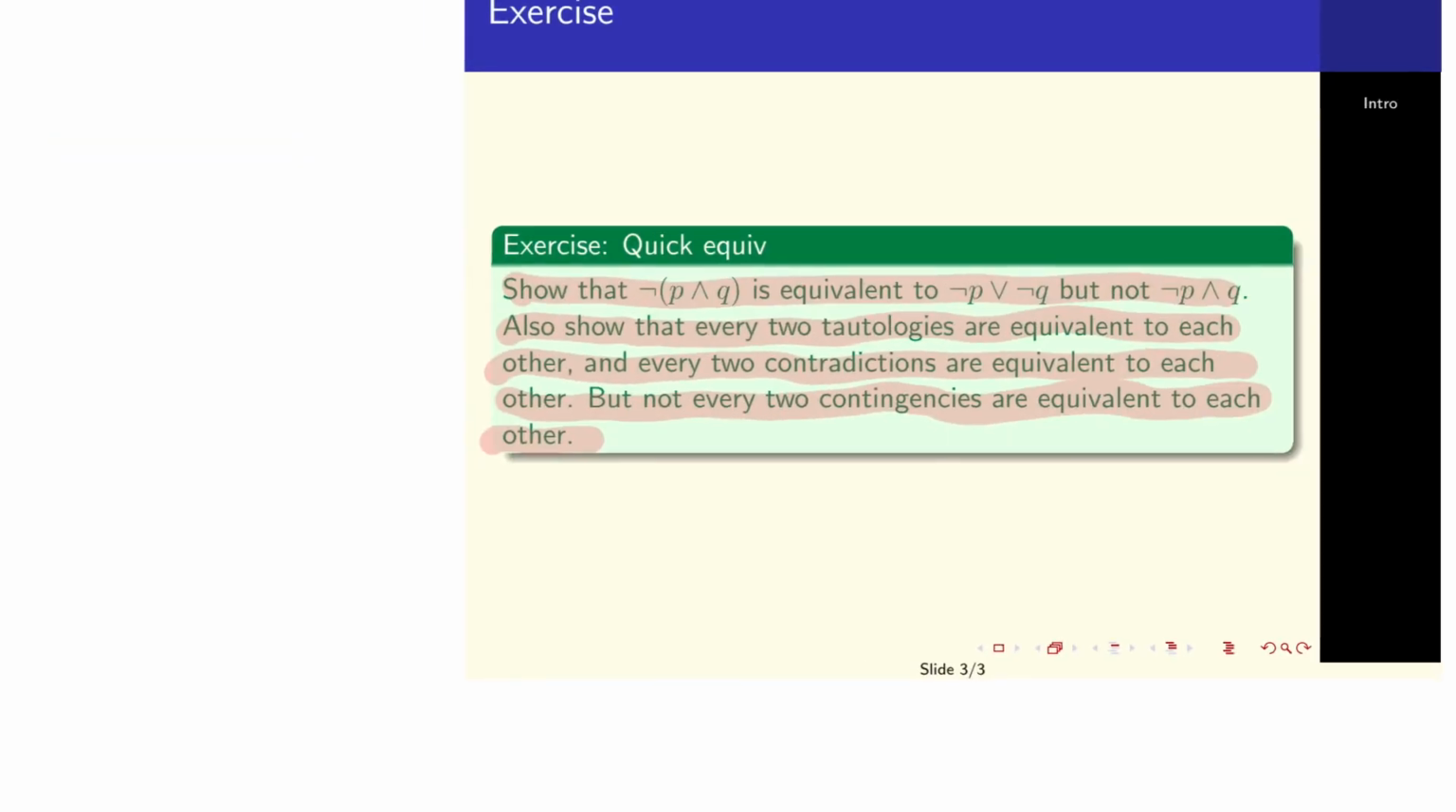Welcome to video 17 of the Discrete Math video series, and in this video we're going to solve the exercises introduced in the previous one. So to begin with, we're going to demonstrate that the following two propositions are not equivalent to each other by building their truth tables, or rather building the truth table of the biconditional between them.